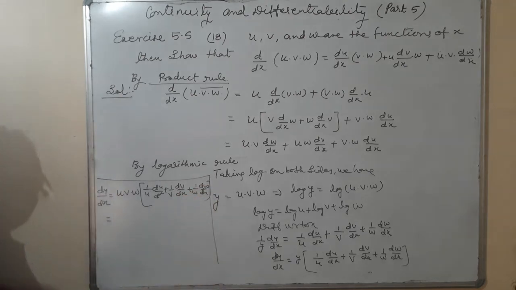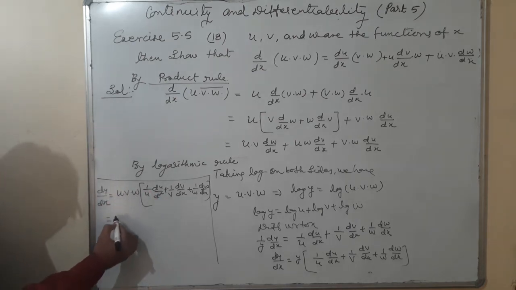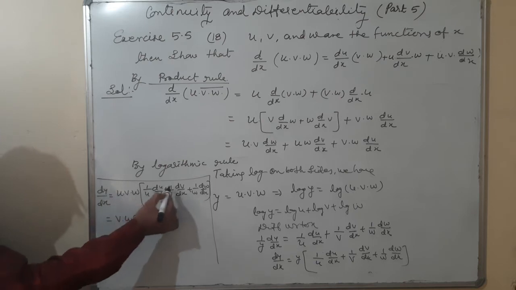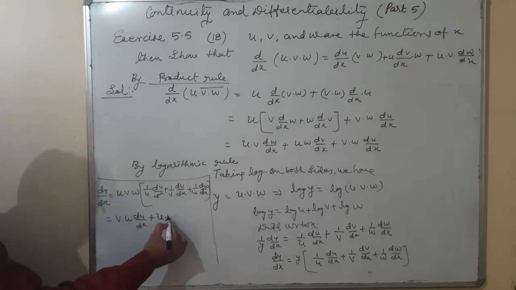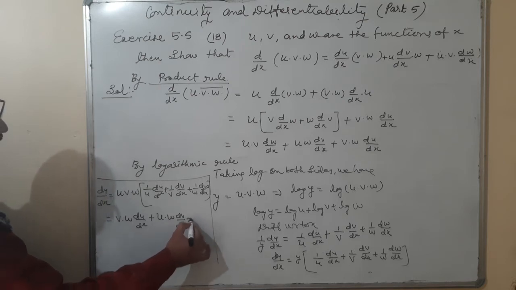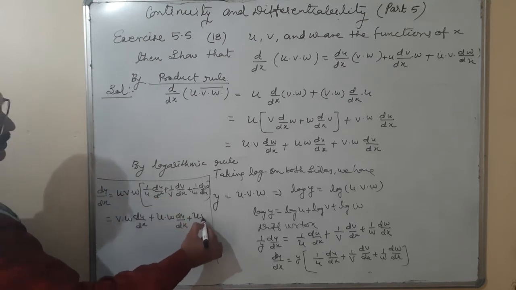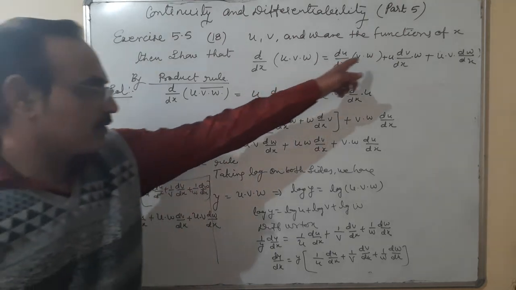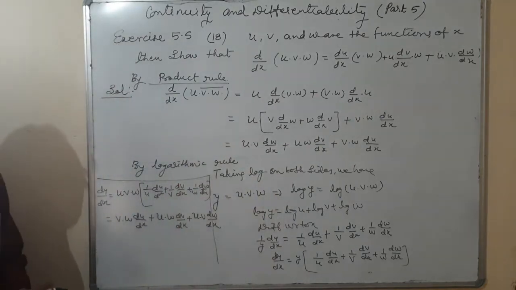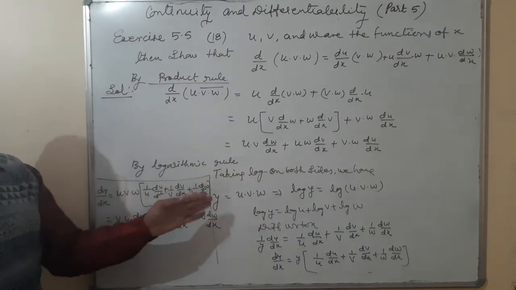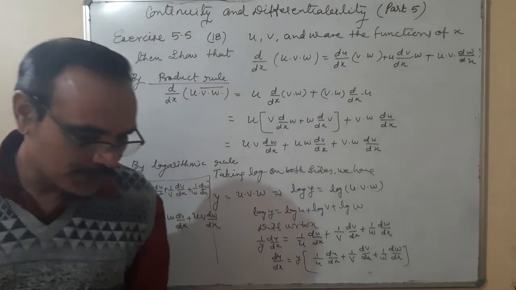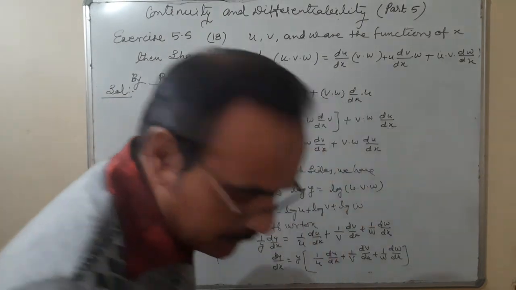When I multiply u v w inside, the u and u cancel, giving v w du/dx. Then v cancels, giving u w dv/dx, and w cancels, giving u v dw/dx. So this is the second proof. Got it? One procedure by the product rule and the second simply by the logarithmic rule. This is exercise number 5.5.